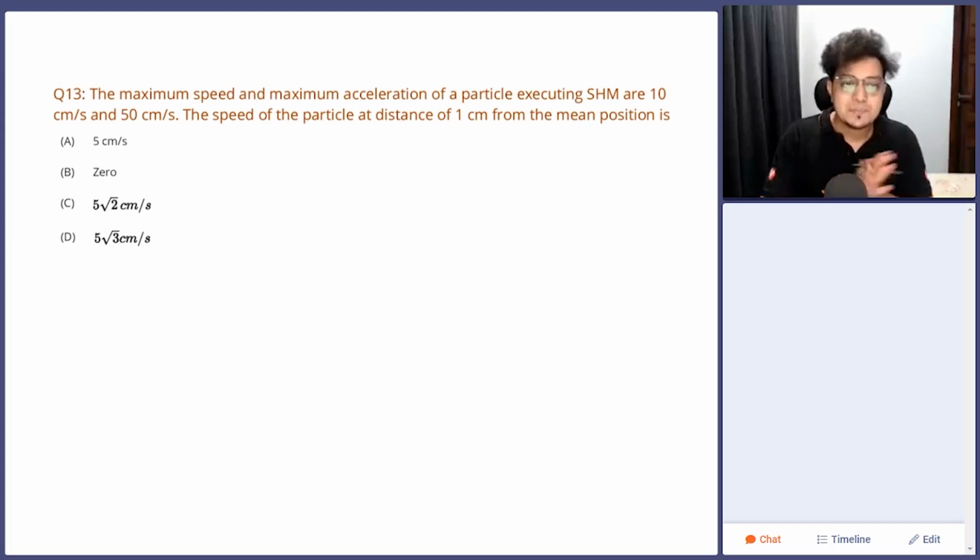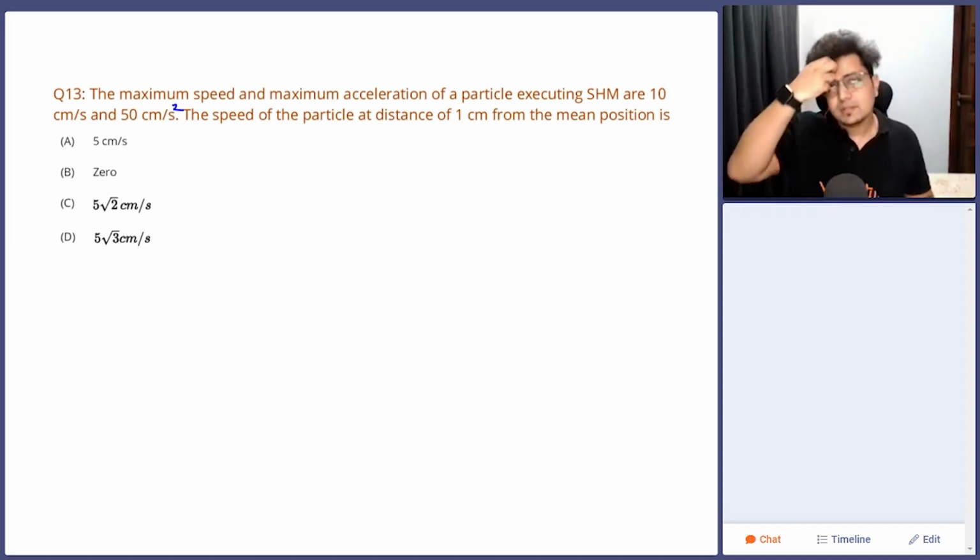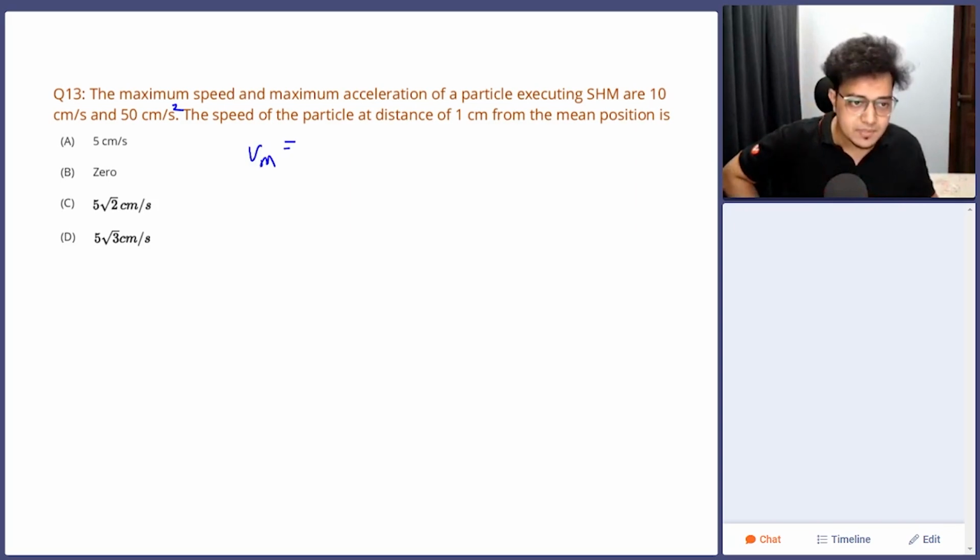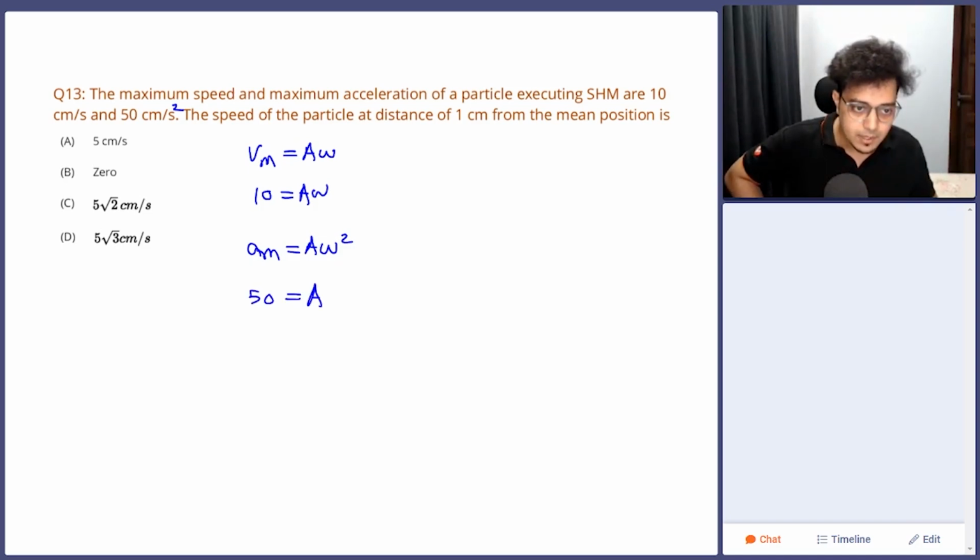Next question. Maximum speed and maximum acceleration of a particle executing simple harmonic motion are 10 centimeter per second and 50 centimeter per second square, as given to you. We are given with Vmax and Amax of a particle performing simple harmonic motion. So Vmax formula, we know it is A into omega, and Vmax is given as 10 centimeter per second. We are also given maximum acceleration. So Amax formula is A omega square, which is 50 centimeter per second square. So 50 equal to A omega square. So we have this equation.